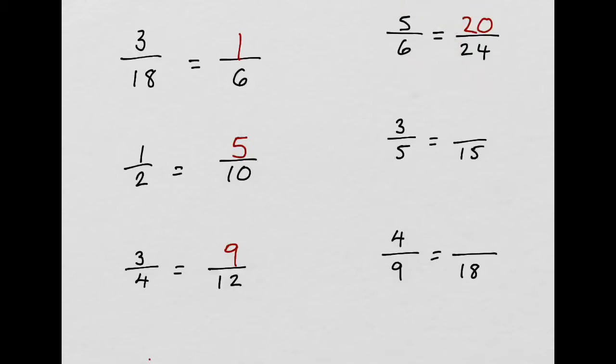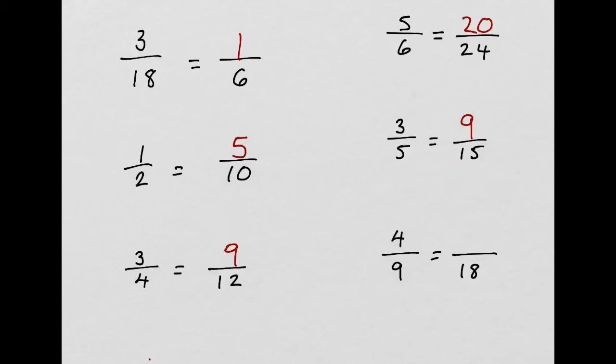Okay, so for our next example, 3/5, how many 15ths? Well, we know that 5 times 3 is 15. We do the same to the number above. 3 times 3 is 9. So 3/5 is the same as 9/15.